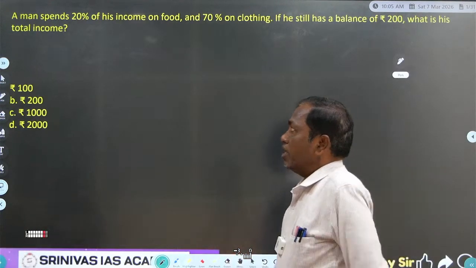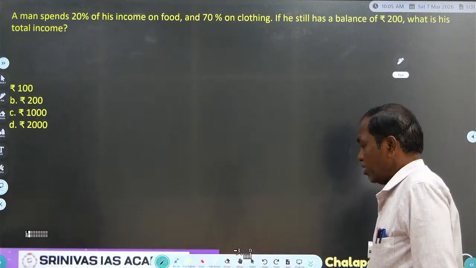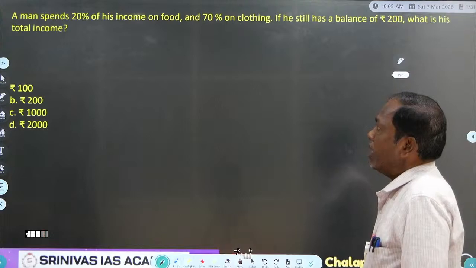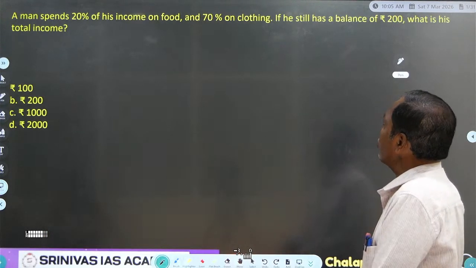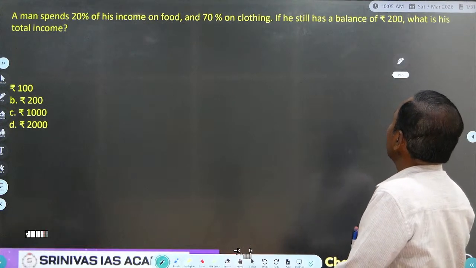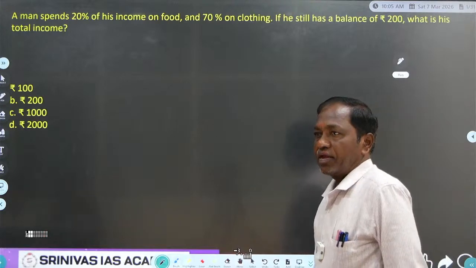Today we are making a beginning of percentage. See the question on the board. A man spends 20% of his income on food and 70% on clothing. If he still has a balance of rupees 200, what is his total income?